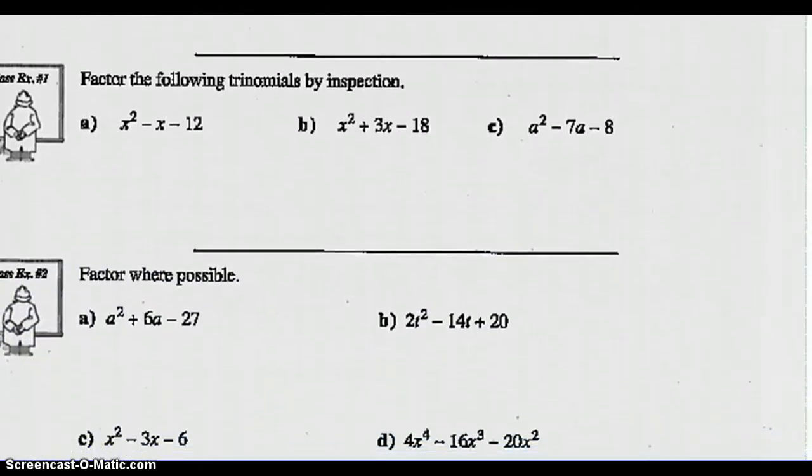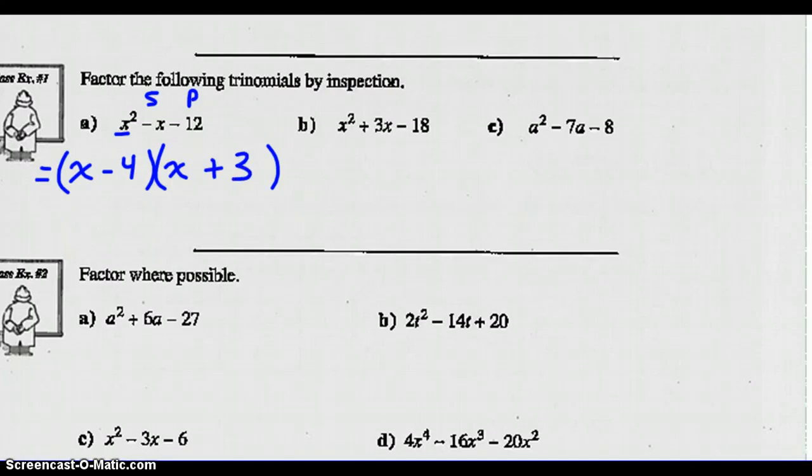Remember, if we're going to end up with a trinomial, the only way to get that is to have two binomials multiplied together. We want to come up with an x squared as our first term. The only way to get that is to go x multiplied by x. And I'll ask myself what two numbers have a sum of negative 1 and a product of negative 12. So the only things that multiply to negative 12 and add to negative 1 are minus 4 and plus 3. Therefore, the factors of x squared minus x minus 12 are x minus 4 times x plus 3.